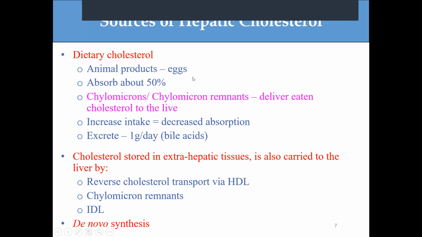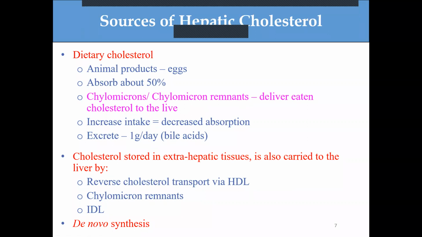So, for example, an egg, let's say it's 50 grams of cholesterol, you're only going to get 25 grams from that. Okay, that's obviously a wild exaggeration. You're never going to get that much cholesterol from eggs, but I think you can get the point. Now, what happens is that cholesterol is taken from the intestines and put in chylomicrons and chylomicron remnants, which move cholesterol to the liver. Okay? Now, the more cholesterol you eat, the less you're going to absorb, in terms of percentage. And overall, the body will try to get rid of 1 gram of cholesterol in a day in the form of bile acids. Okay?